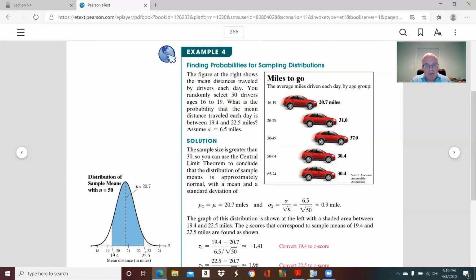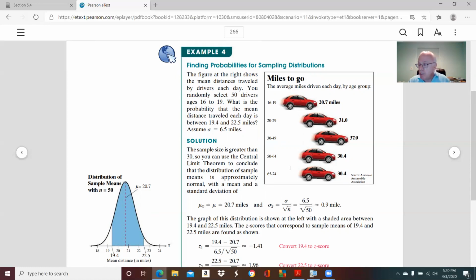Regardless of the age group, that's our standard deviation. So anyway, the mean of the sampling distribution is going to be equal to the mean of the population, 20.7 miles. That's this number here. The sampling distribution standard deviation, or the standard error, which is equal to the population standard deviation divided by the square root of the sample size, is 6.5, that's this number, divided by the square root of 50. That's the number of drivers. Okay? And that's approximately 0.9.